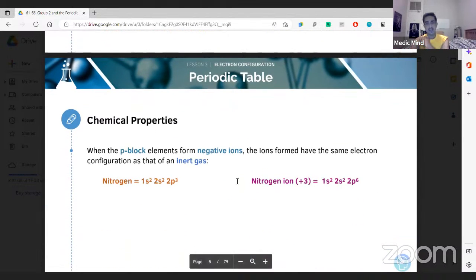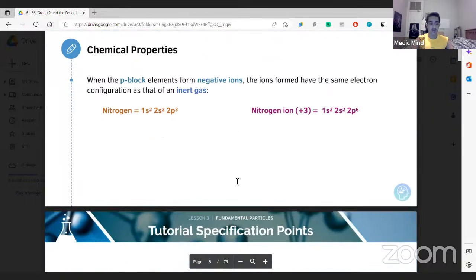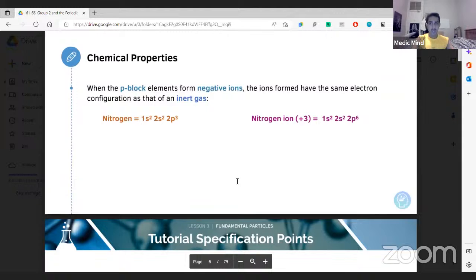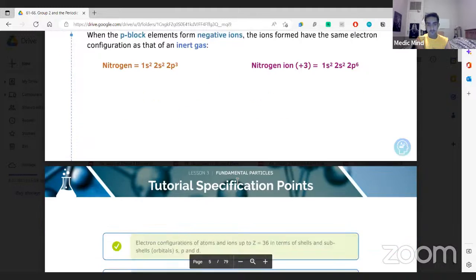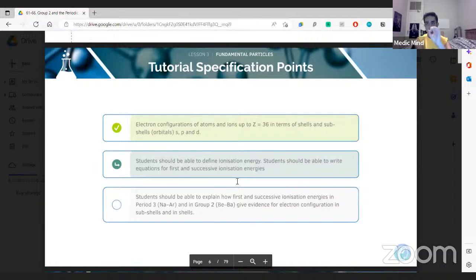When p block elements form a negative ion, they also have the same electron configuration as that of an inert gas, because remember, they gain the number of electrons needed to get themselves a full outer shell. Because remember, that's the aim of every element. It's the one rule of chemistry that once you understand, everything starts making sense. And the rule is every atom is trying to get a full outer shell. That's its goal. So in any way necessary, it is going to try and get a full outer electron shell.